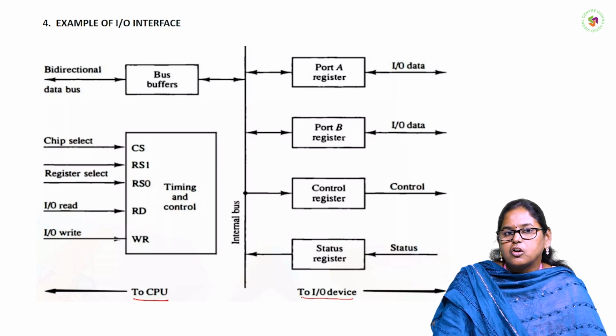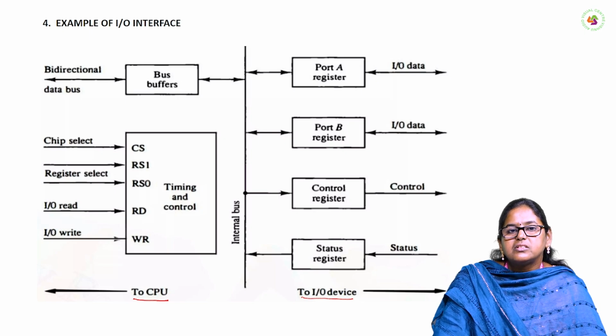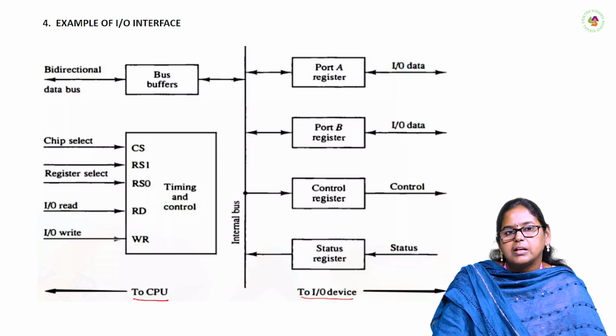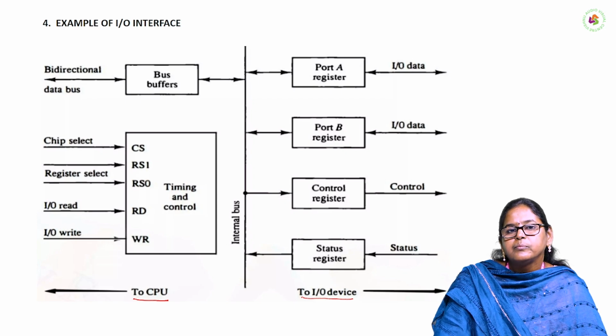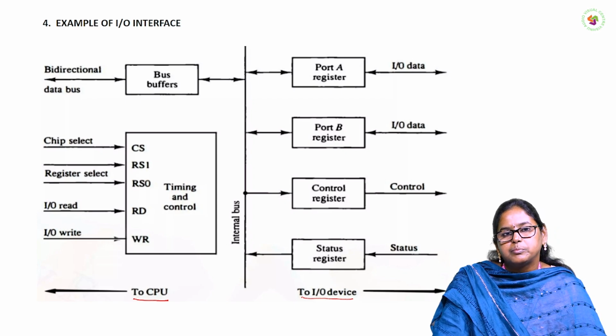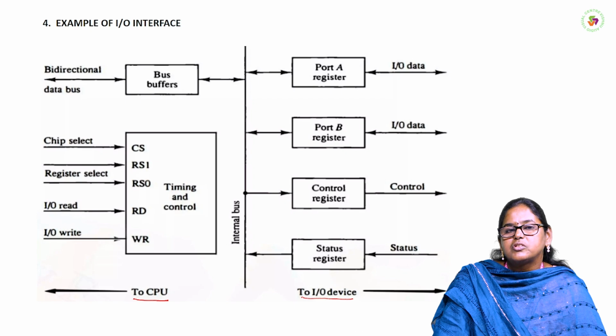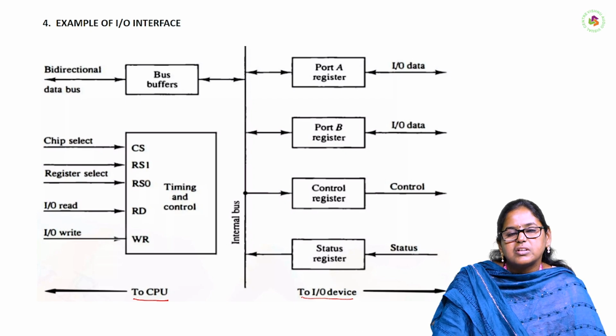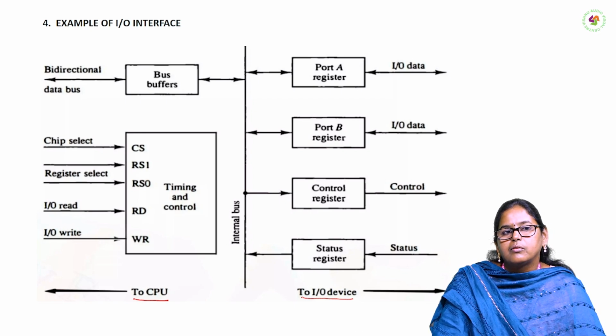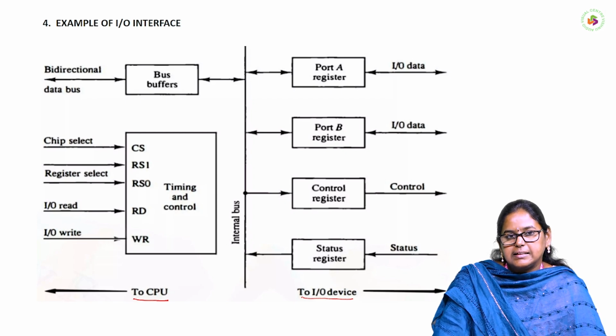And then we have something called the status register. Status register holds the status information. That is, while transmitting the data from the processor to the I/O devices or from the I/O devices to the processor, transmission errors may sometimes occur. Those transmission errors will be recorded in the status register. One example is that parity errors can be recorded using the status register.